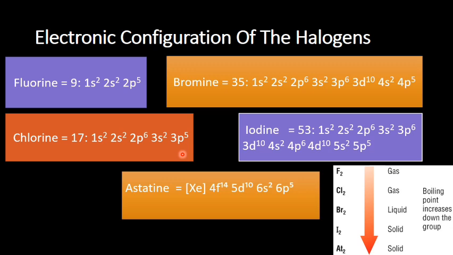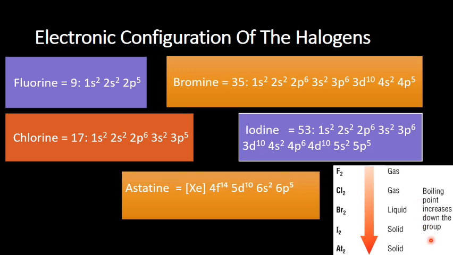So if you look at this diagram here, it shows the physical states of the halogens. Fluorine exists as a gas. Now when I was talking about diatomic the other time, you see that all of them have two atoms in them. So that's what we mean by diatomic. Chlorine is also a gas, bromine is a liquid, iodine is a solid, then astatine is also a solid. And you can see that the boiling point increases down the group.